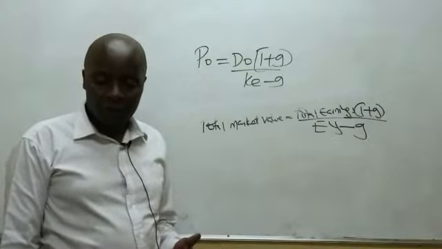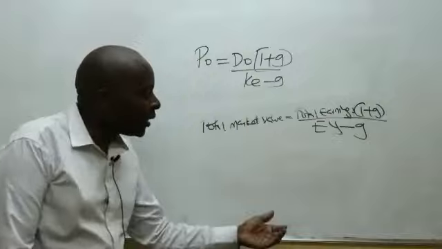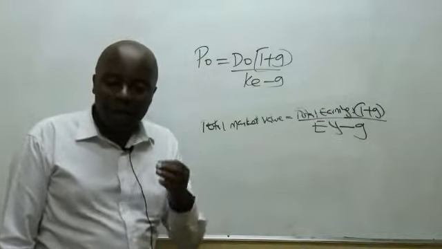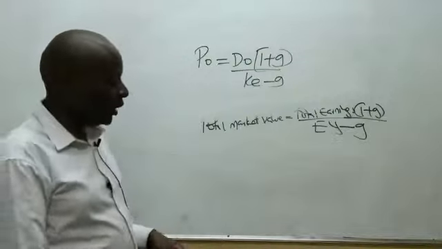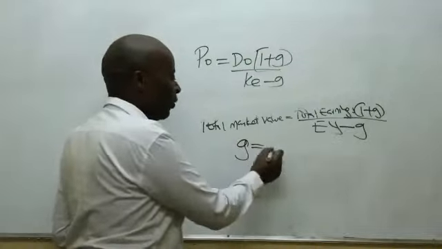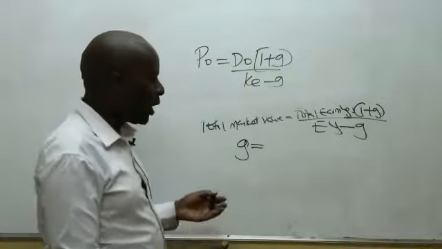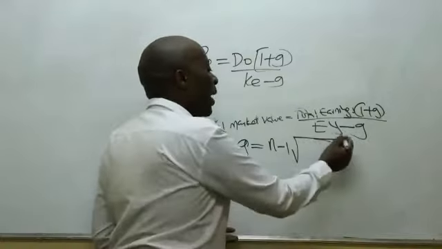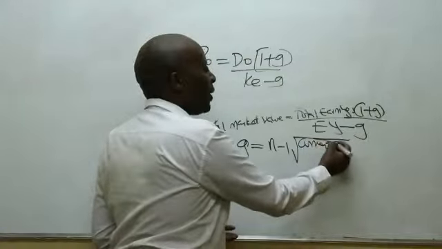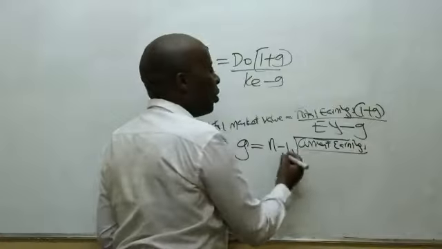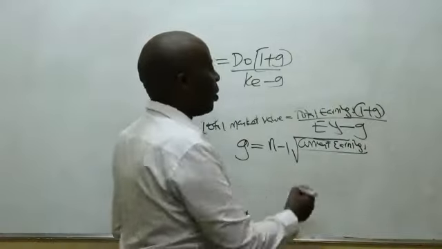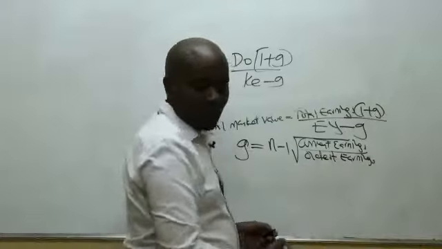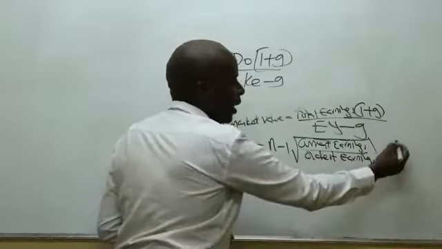Now, the biggest challenge for very many students was to get this value of G. Many were not able to get the value of G. We said that for us to get G, the growth rate, we take the N minus 1 root of our current earnings over our oldest earnings, and then at the end of the day, we subtract 1.